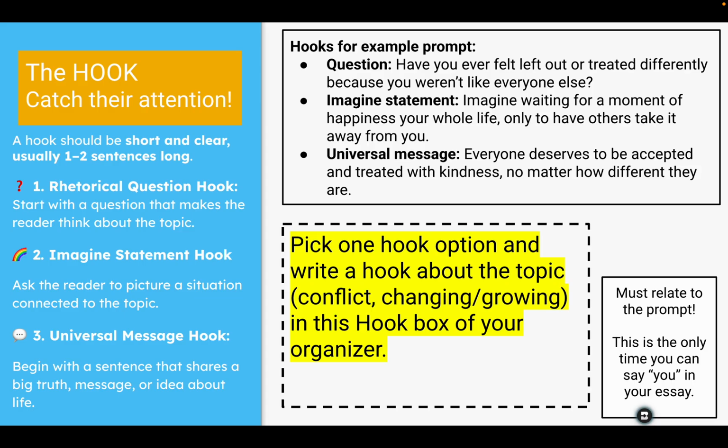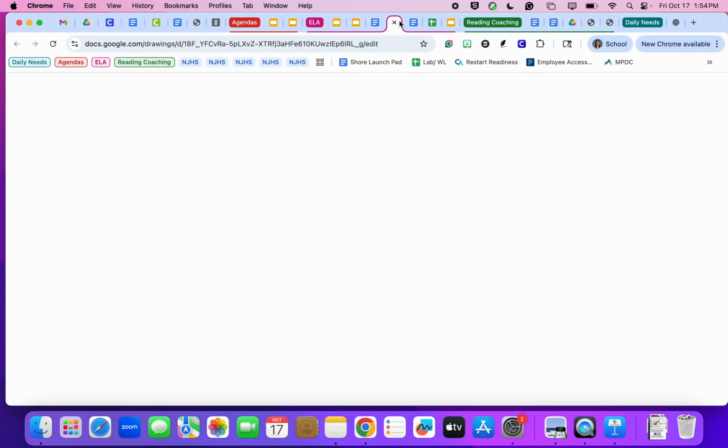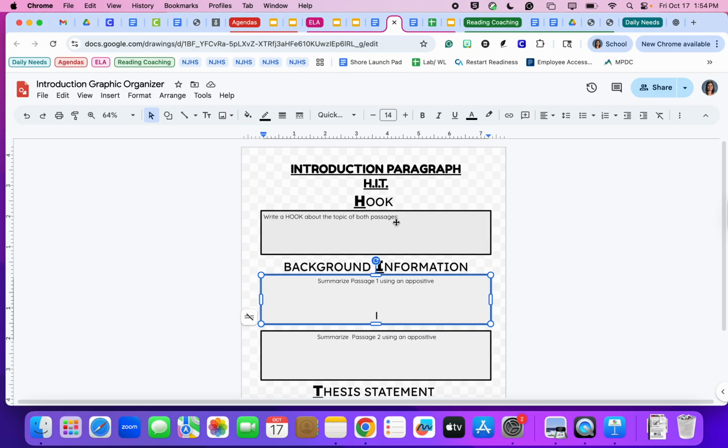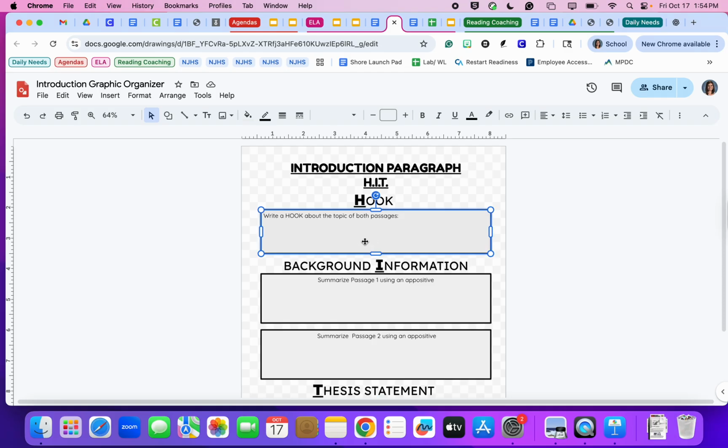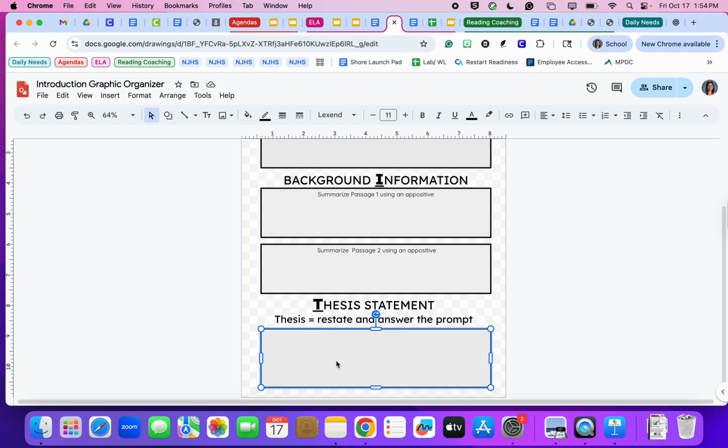Once you are done with the hook, you are going to type your full paragraph that you put in each of these boxes into the essay document in Schoology. So the hook will be the first sentence, then the background information will be the next 2 sentences, and then the thesis statement will be your last sentence. And I will check your work when I come back.